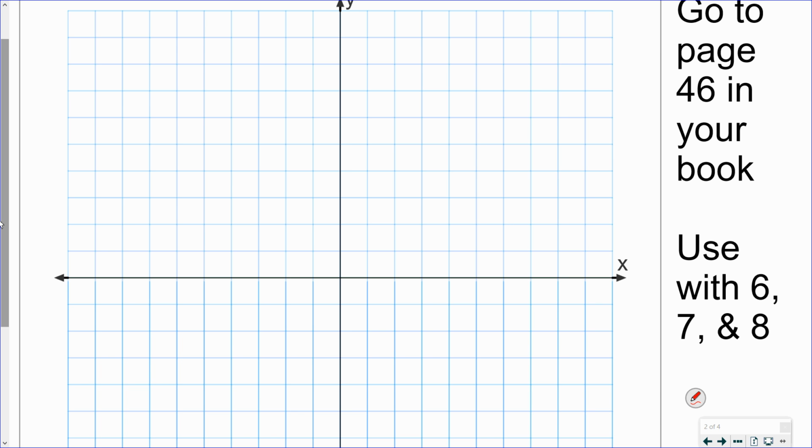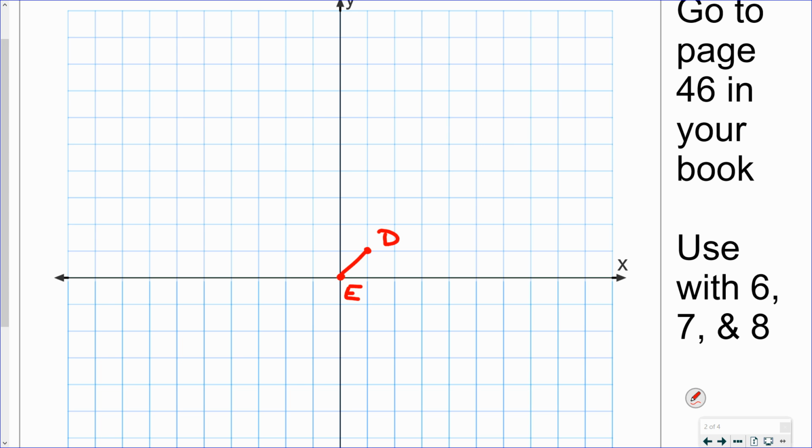So for 6, we have 3 points that we need to plot. For number 6, our first point is point D, and point D is at 1, 1. So that would put point D right here, and I'm going to label it D. Our second point is E. E is at 0, 0. Well, 0, 0 is the origin. So I'm going to plot that point, and I'm going to label it E.